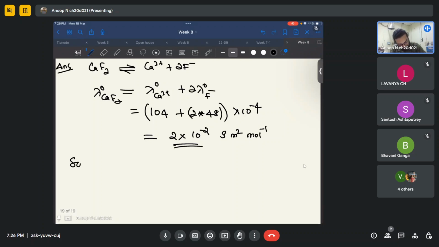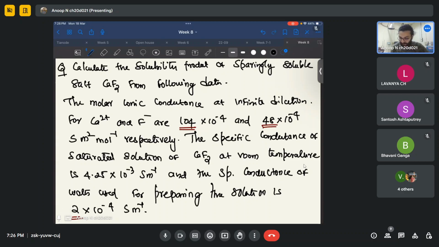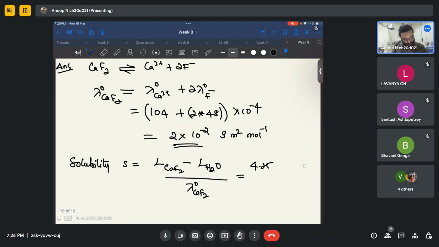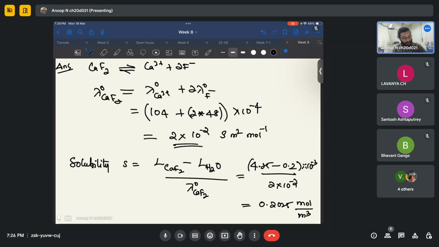So the next part is solubility. S is equal to lambda of CaF2 minus lambda of H2O divided by lambda 0 of CaF2, which is nothing but 4.25 minus 0.2 into 10 raised to minus 3 divided by 2 into 10 raised to minus 2, which will be equal to 0.2025 mole per meter cube. I am sticking to SI units. 4.25, yeah, fine. Clear?